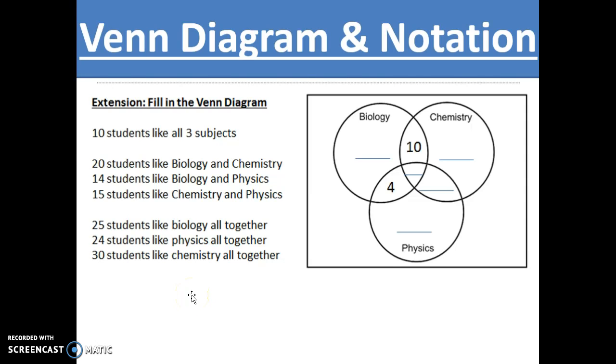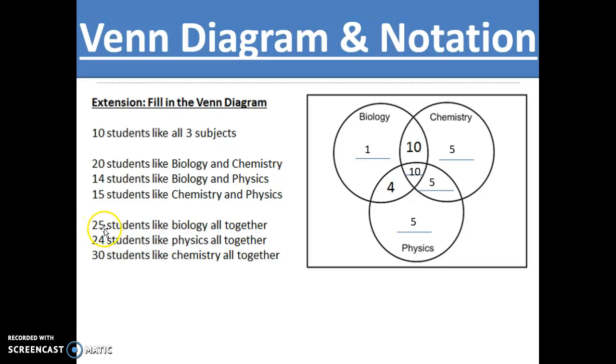Pause if you'd like to have a go at this extension question. Okay, so for this extension question, always start with the middle. 10 students like all 3 subjects, dead smack in the middle. 20 students like biology and chemistry. Well, for biology and chemistry, this is the only section that they have, and 10 plus 10 does make 20, so we know that's correct. 14 students like biology and physics. Again, this is the only intersection, and it does make 14, so we know we're right. Lastly, 15 students like chemistry and physics, so you're stuck with the 5 there.